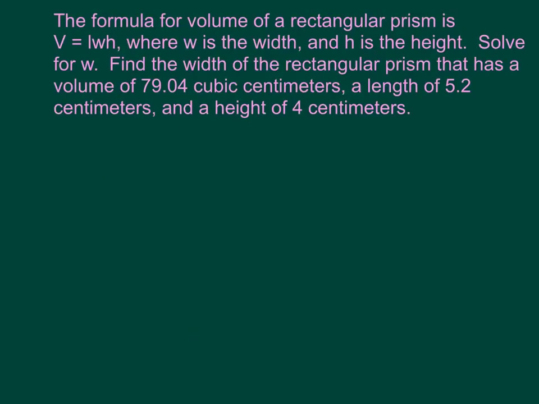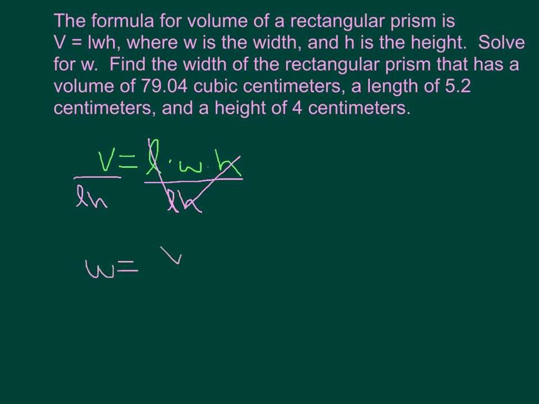So here's our last example, a story problem. It says the formula for volume of a rectangular prism is volume equals length times width times the height, where W is the width and H is the height. So, solve for W. First, before we even worry about all the numbers, let's just solve for W. Since W is being multiplied by L and H, to solve for W, all you have to do is divide by both L and H, because this will cancel out your L and this will cancel out your H. So, I will have W equals your volume divided by your length times your height.